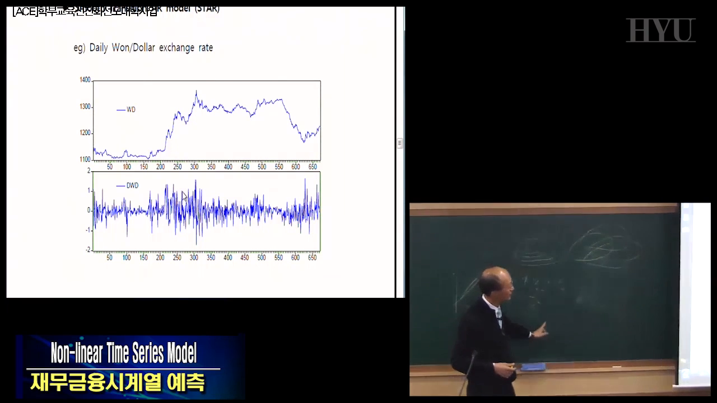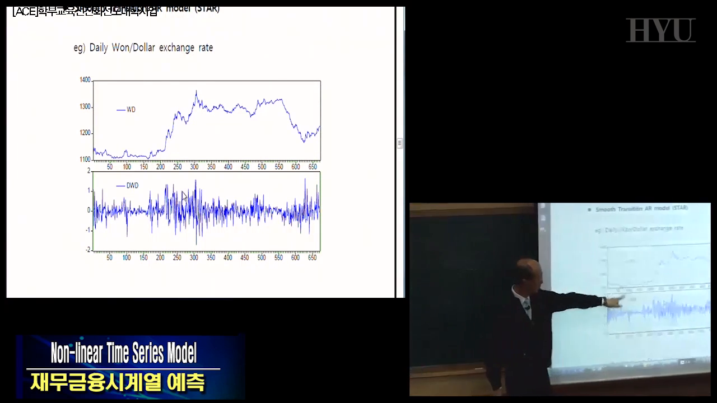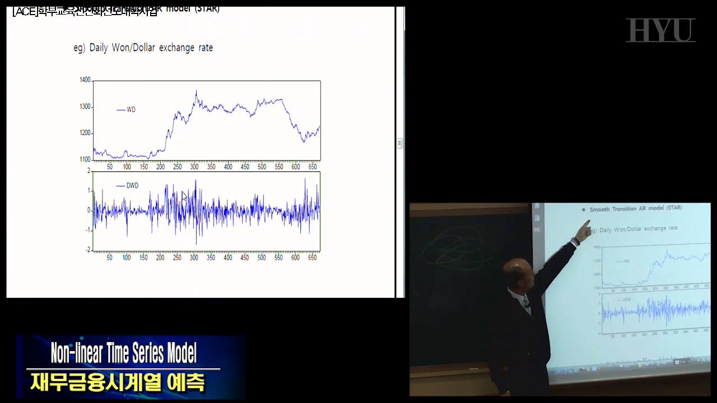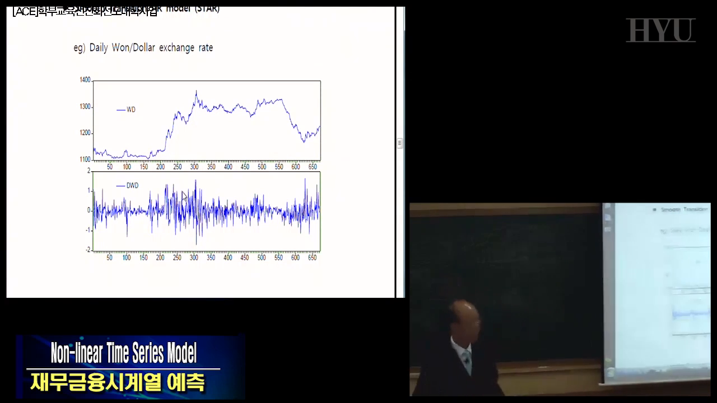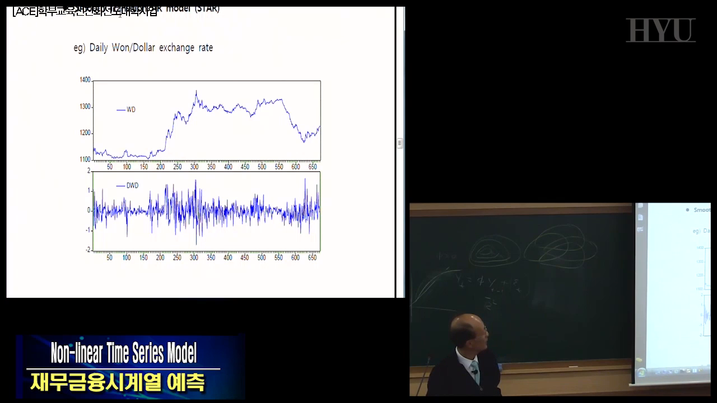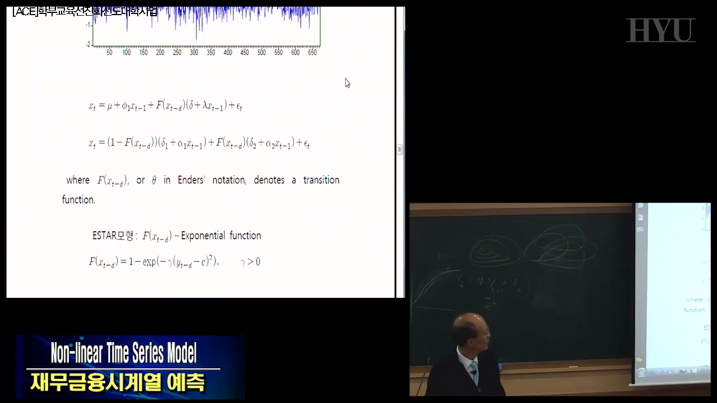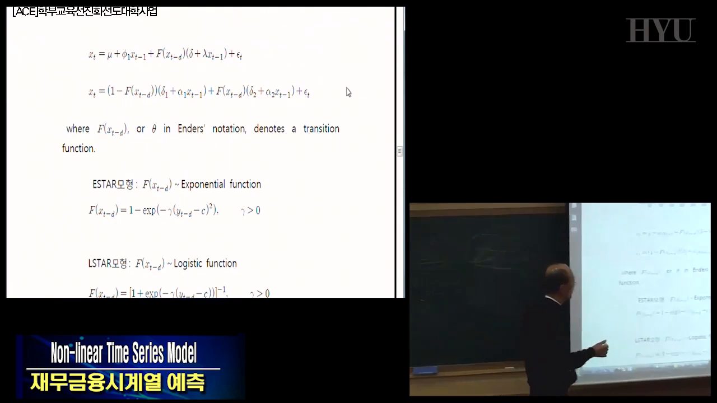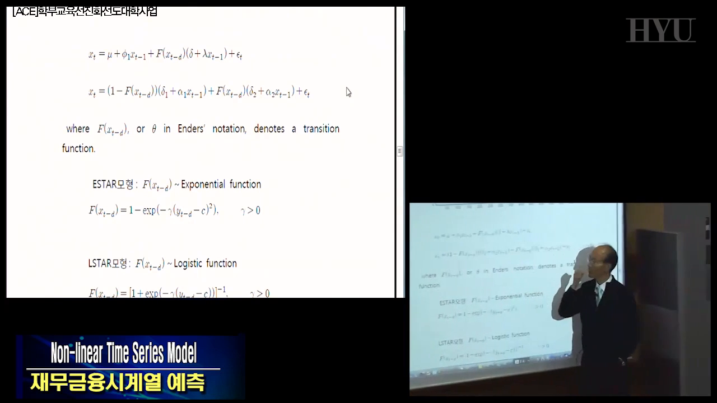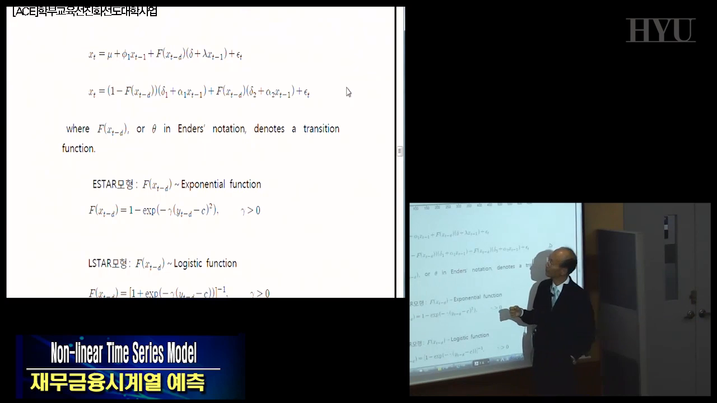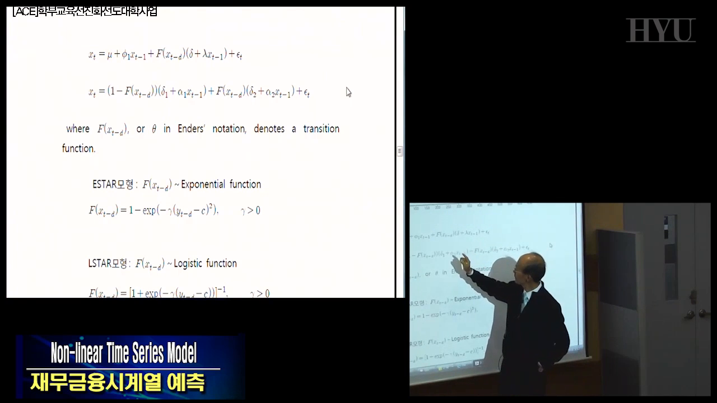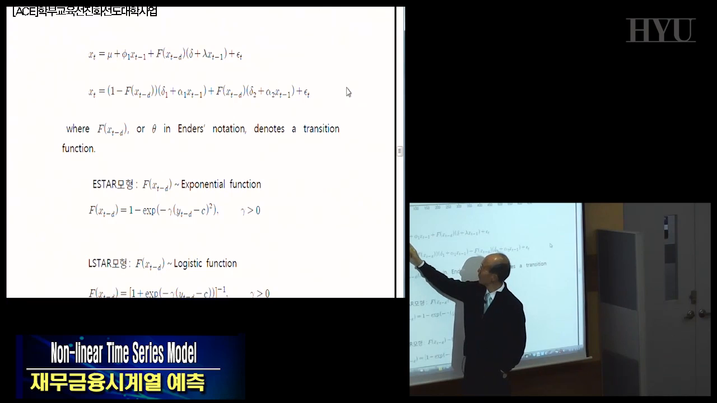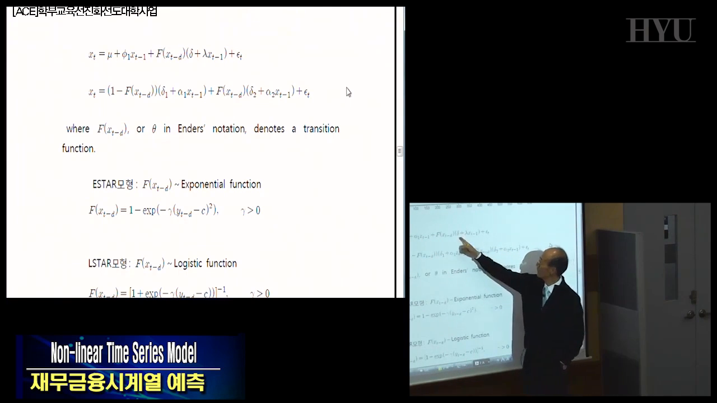So not surprising. But we try to model this one in slightly different form using the STAR class model. It looks like this. It has similar features to the threshold autoregressive model, but the difference is this. X of t is basically AR1. Okay, AR1. Here is another AR1, right?